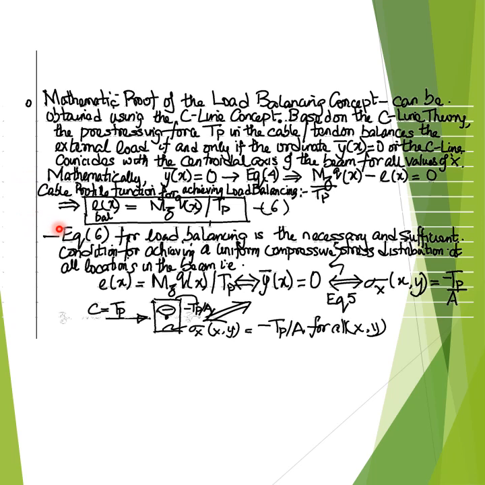In other words, a cable profile will counteract or even balance the external load if and only if the cable profile follows the shape of the bending moment diagram that is induced by the external loading Q, as represented mathematically by equation number 6.